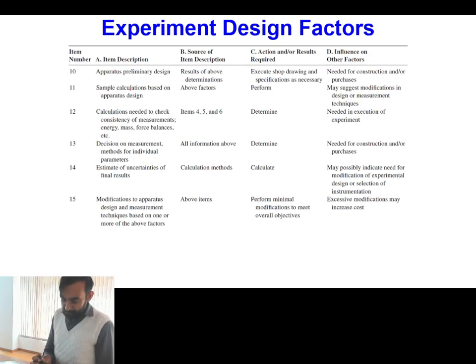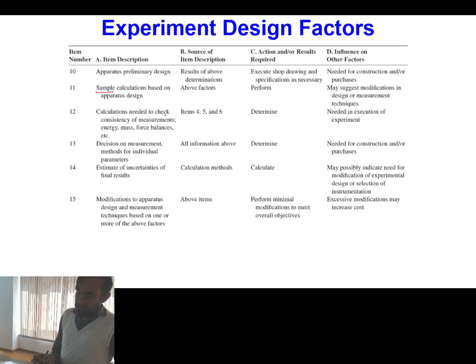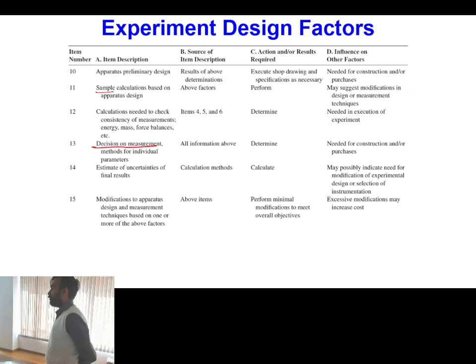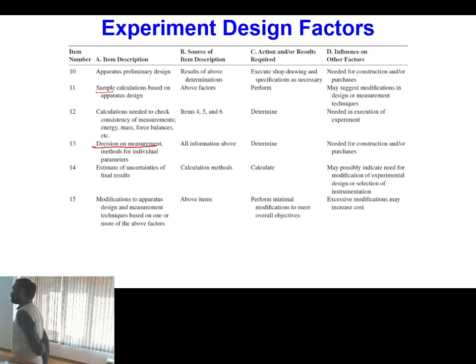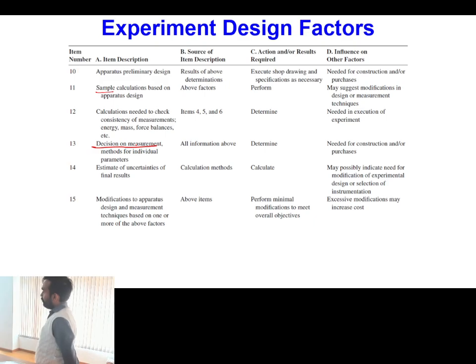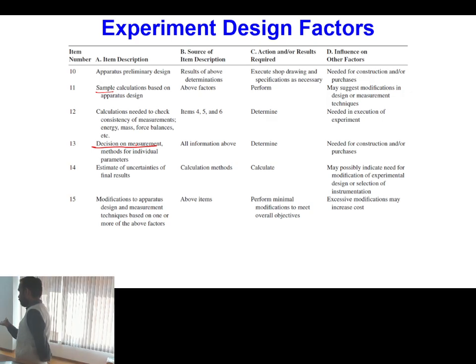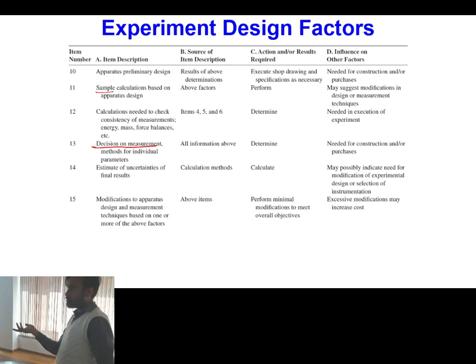And this is apparatus design, then sample calculations, and the decision on measurement method. What comes under the decision on measurement method? I have already explained this in the last lecture. For example, for measurement of power, you can do it either by using I square into R or E into I. So you have multiple options available.